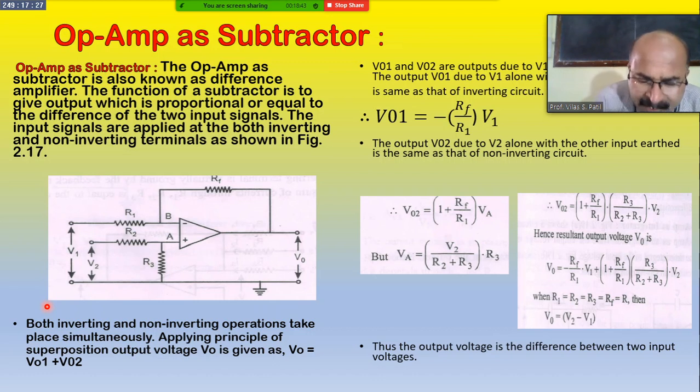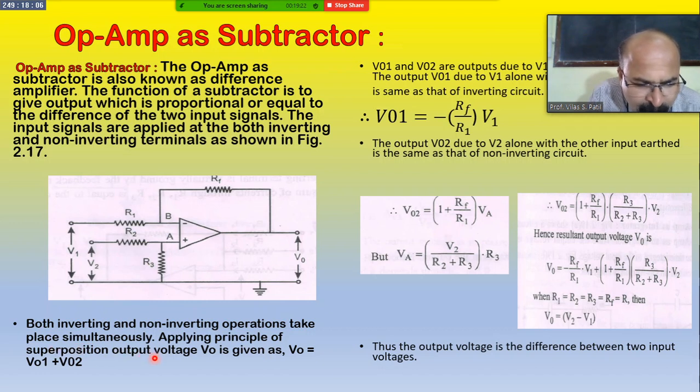Voltage V1 is given to the inverting input terminal through R1, and voltage V2 is given to the non-inverting input terminal through R2. R3 is given for the virtual ground, and point B is the virtual ground point. Both inverting and non-inverting operation takes place simultaneously. Inverting and non-inverting applications for the 741 op-amp are done here simultaneously.